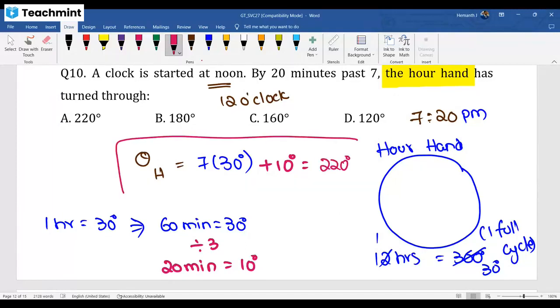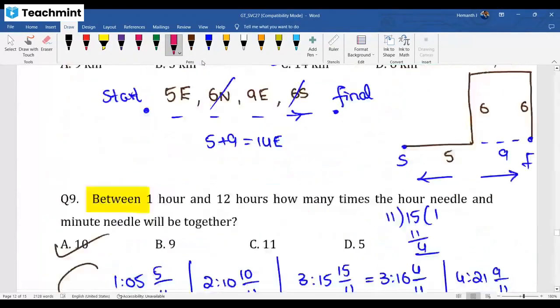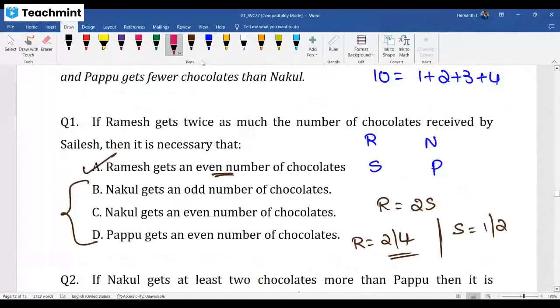Simple, no formulas, nothing. I don't recommend going with formulas. 220 degrees here. Are you understanding this hour hand angle? Each hour is 30 degrees, so from there minutes also you can understand. 60 minutes is 30 degrees, which means 20 minutes will be 10 degrees. So that's why we got 220 as the answer. So back to quant questions.